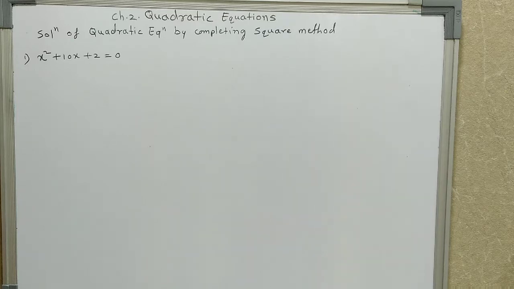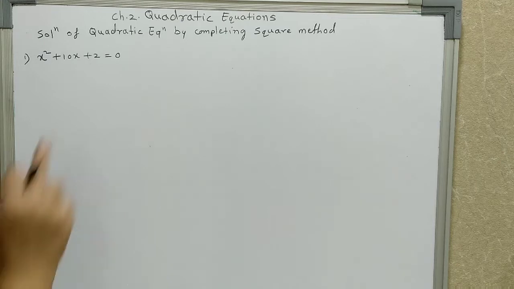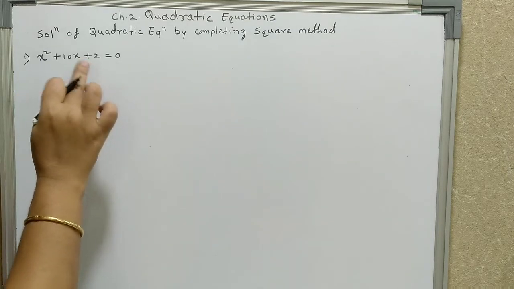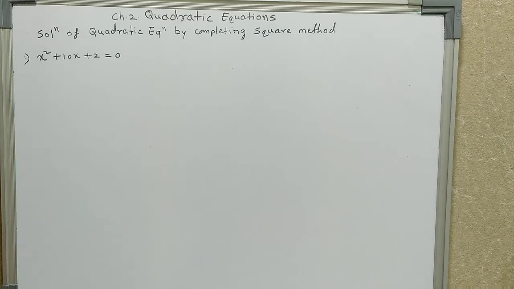In your textbook, page number 37, one example is given. This is the example: x² + 10x + 2 = 0. We cannot factorize this, so we use the completing square method. What is the completing square method? First we transfer the constant to the other side, then convert the expression on this side into a binomial square, and put the corresponding square on the right-hand side as well. These are the steps of the completing square method.